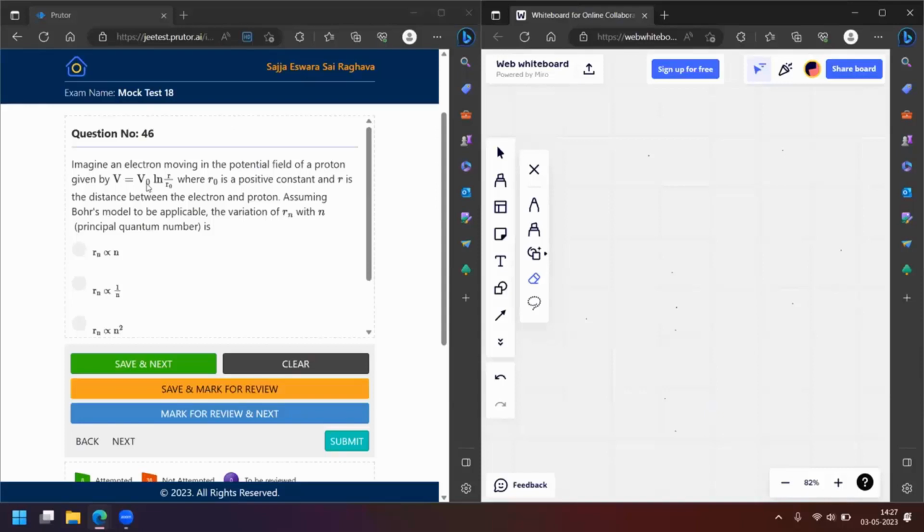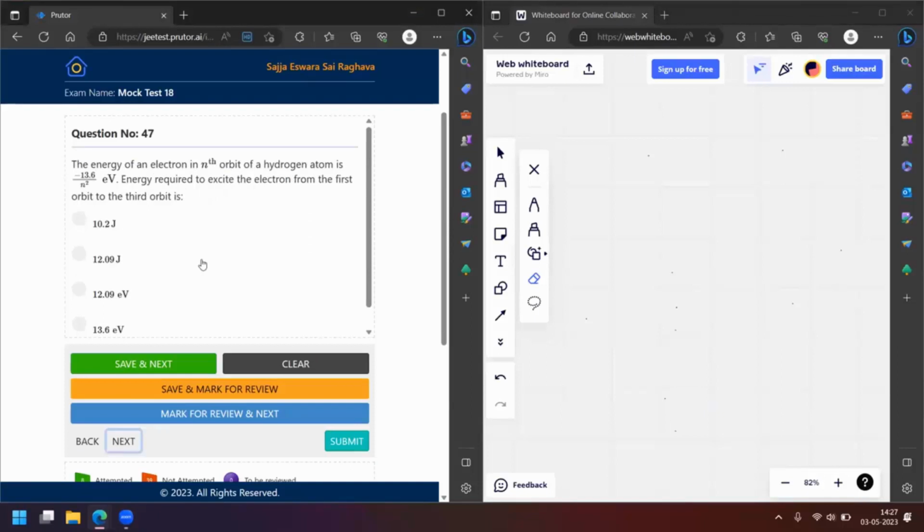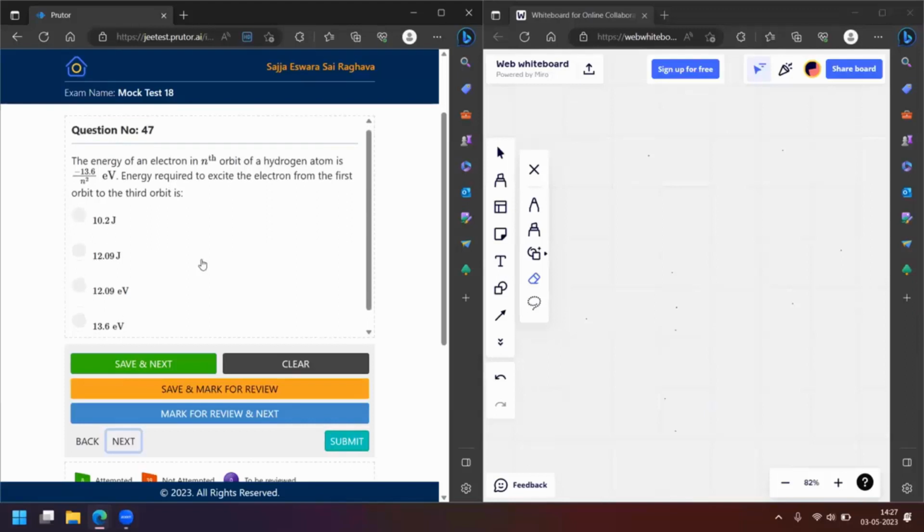From that we can find a relation between r and n. The energy of an electron in the nth orbit of a hydrogen atom is given. The energy required to excite the electron from the first orbit to the third is simply the difference between the energy levels of the two orbits. You can calculate it, and the unit will be electron volt.